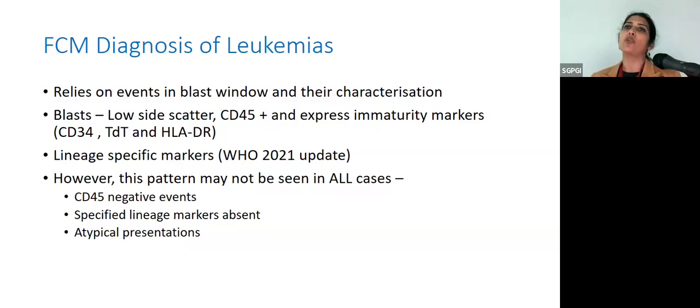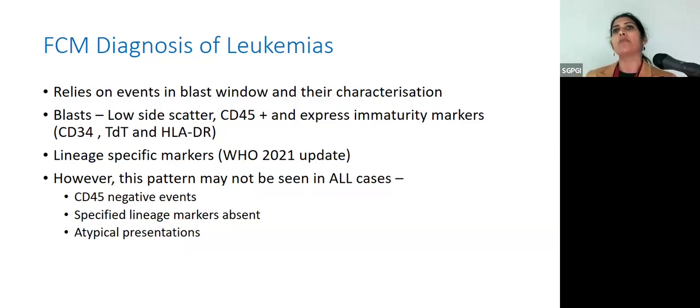And in flow, how do you look for blast? Yeah, so you establish a template, a blast window, right? You know that this is the template, this is the window, this is where your abnormal population will come. Is that clear to all of you? This has been taught to you for these last 2 days, right? So how do you identify blast?